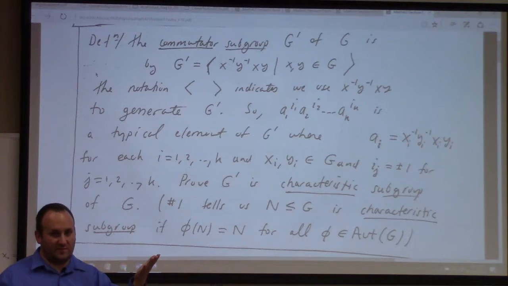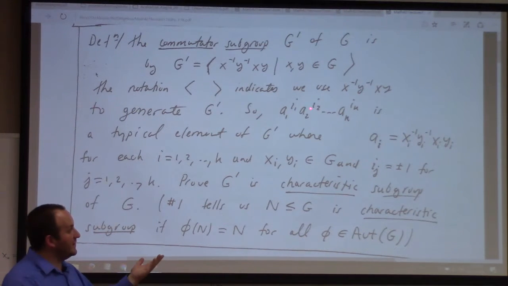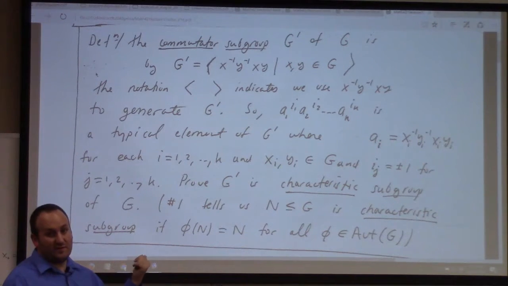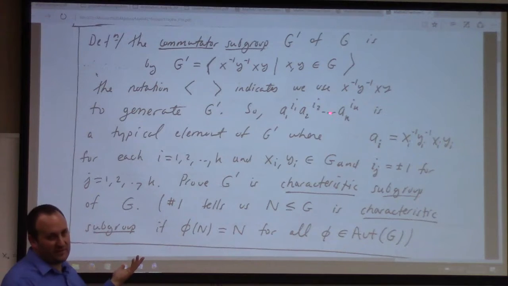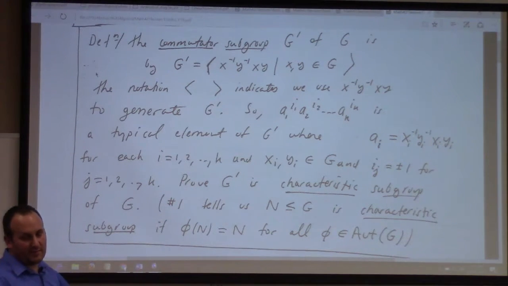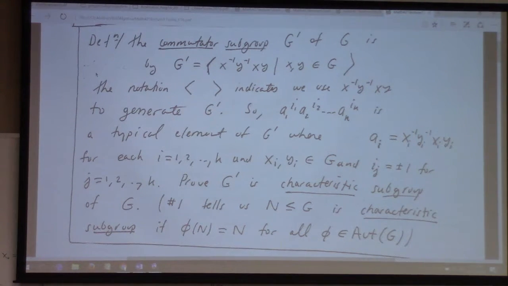And the inverse is in there because if you use socks-shoes here, the inverse of this is just the inverse of the last one first, on down the line. And the exponent being plus or minus 1 is still plus or minus 1. So it's easy to see that the inverse of this is again in the commutator subgroup. It's not hard to prove the commutator subgroup is a subgroup.